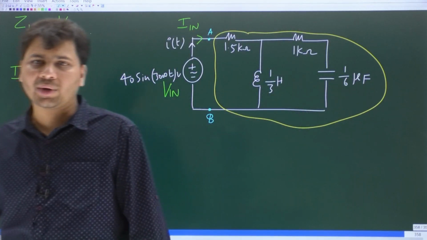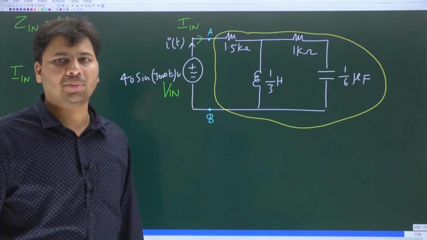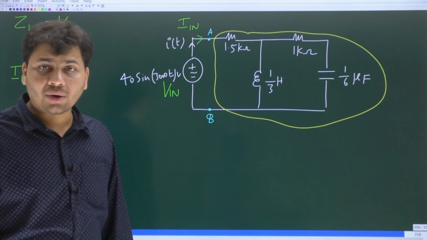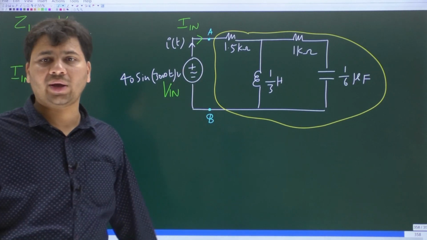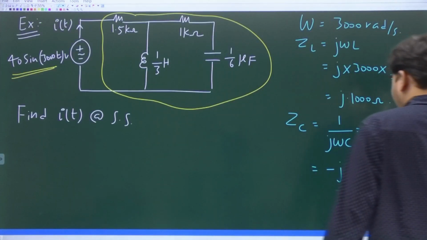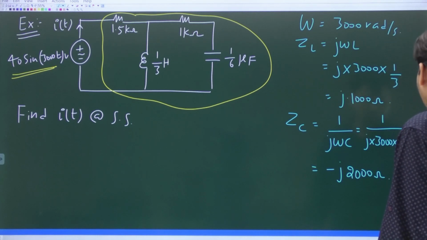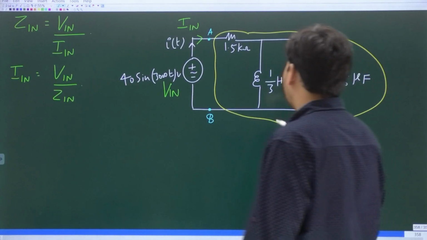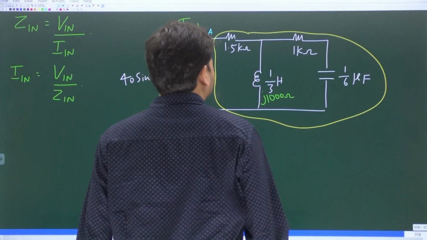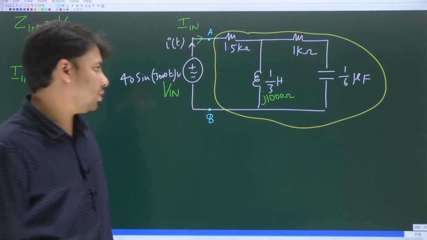Simply the equivalent impedance between A and B. Using series and parallel combination of impedances, you can compute the equivalent impedance of this yellow color network between the 2 points A and B. I think already we know the values of ZL and ZC. ZL is j1000. So in the phasor domain, the inductor will become an impedance of value j1000 ohms.